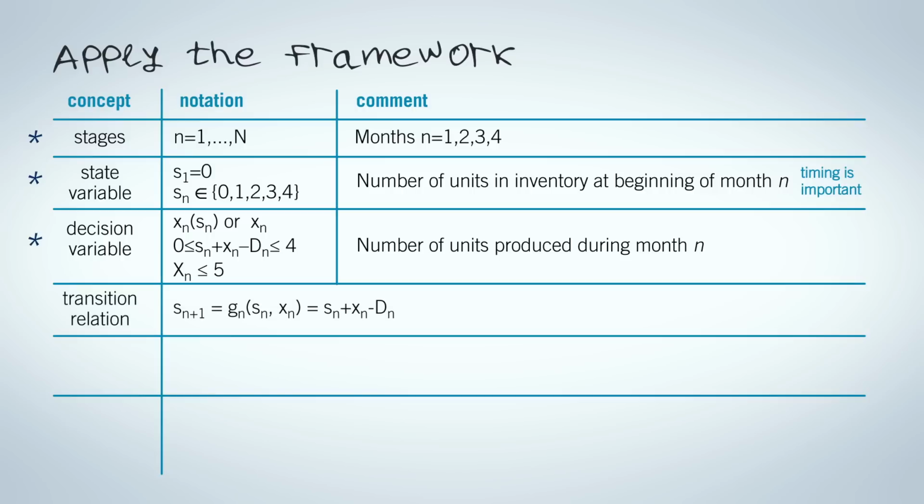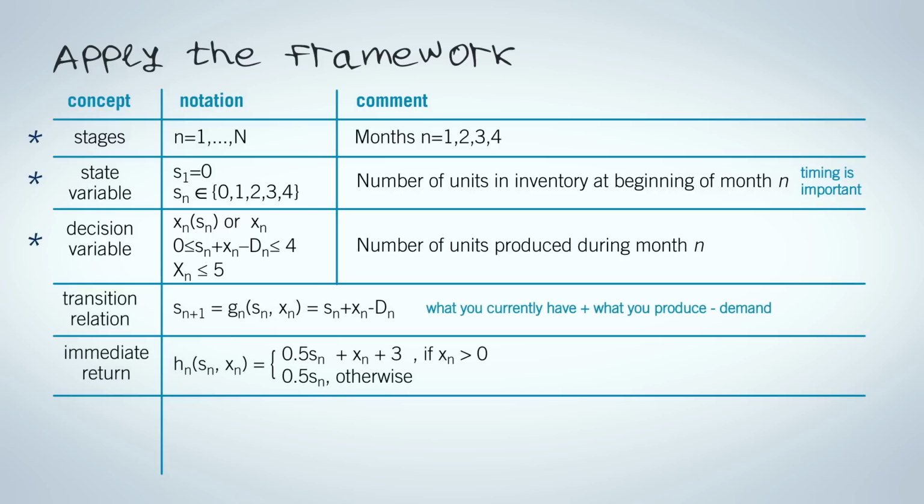The transition relationship is what you currently have plus what you produce minus the demand, and the immediate return is, if you don't produce any, just the holding cost, $500,000 per unit. And if you produce, then you have to pay the fixed $3 million. You have to pay $1 million per unit produced plus the holding cost. And we'll talk about when the holding cost is incurred. That isn't stated here. So let's go and solve the problem by hand, and we'll do that in the second video.